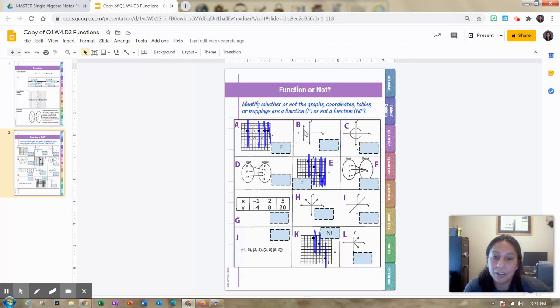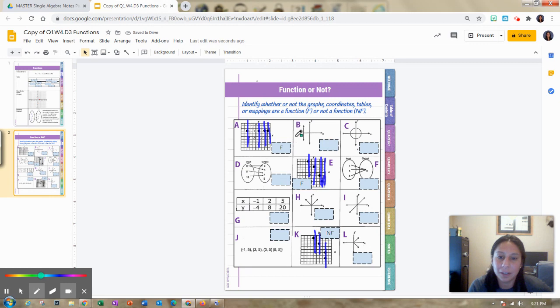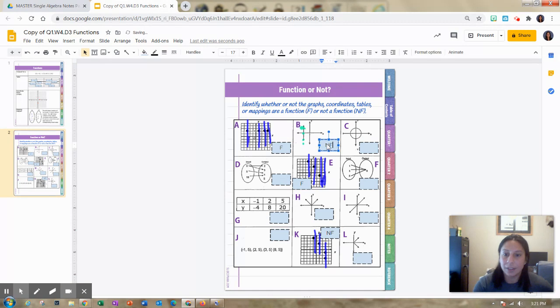B, if I were to draw on B a vertical line, notice that there's already a vertical line. So that means that I have a whole bunch of dots that are actually stacked on top of each other. So for this one, if you have a vertical line, it's not a function. If I go to B, I would have a dot right here, a dot right here, a dot right here, a dot right here. All the dots are on top of each other to form that nice perfect line. So that would make that not a function. So B is not a function.